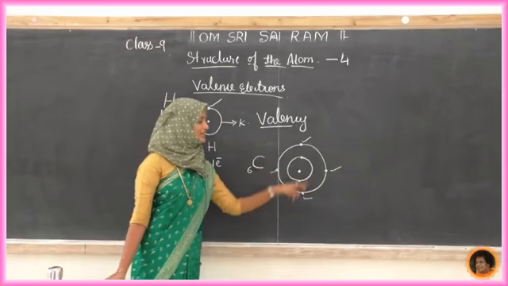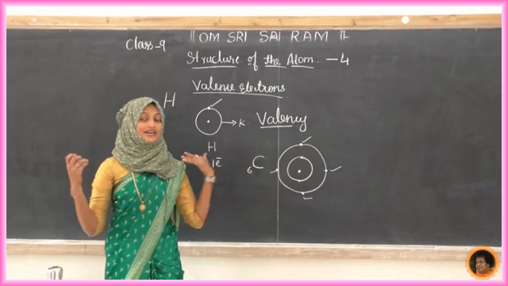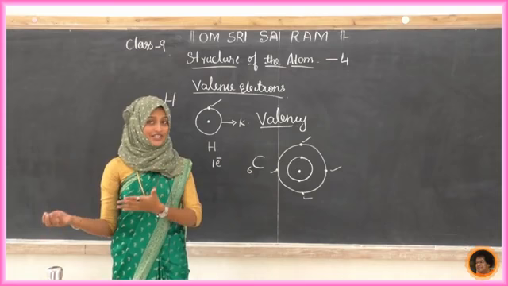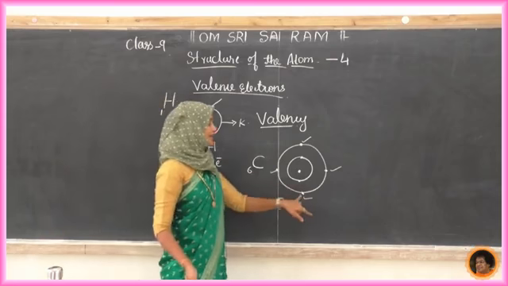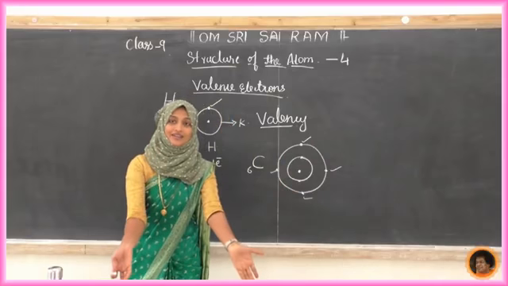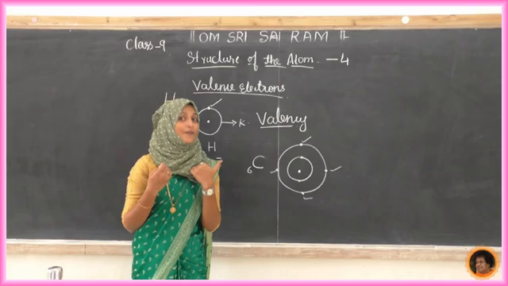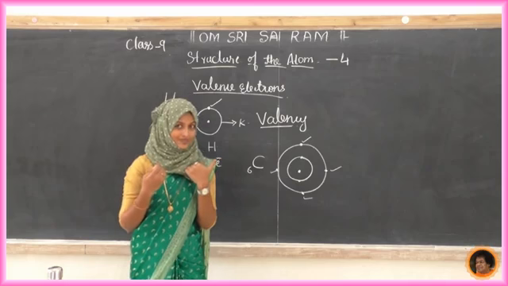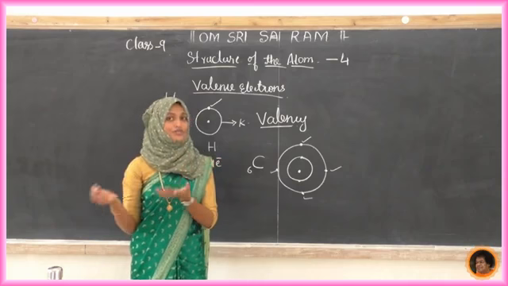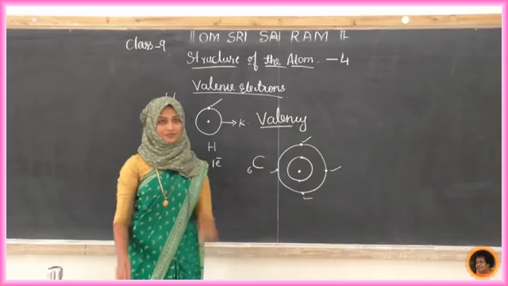Now 4 more electrons can come into this shell. While a chemical reaction takes place, this carbon can give these 4 electrons to other atoms, or else it can gain 4 electrons from another atom. So it can gain 4 or lose 4, and the valency of carbon is 4.